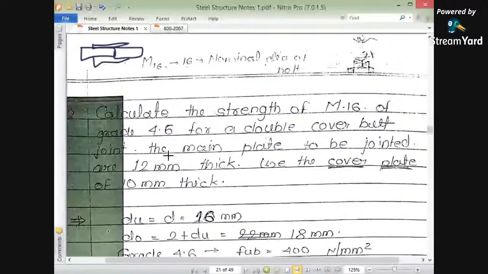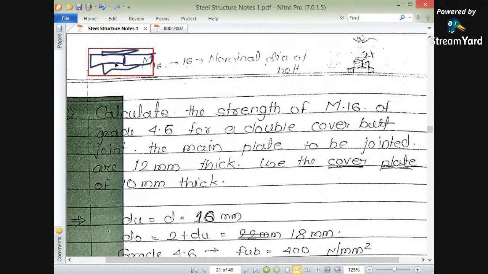Again, the main plates to be jointed are 12 mm. That means these two plates are 12 mm. And the cover plates, at top and bottom, have been taken as 10 mm.